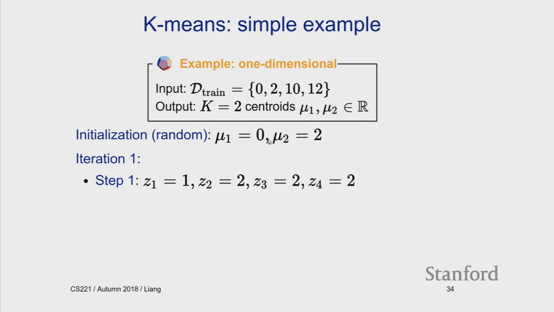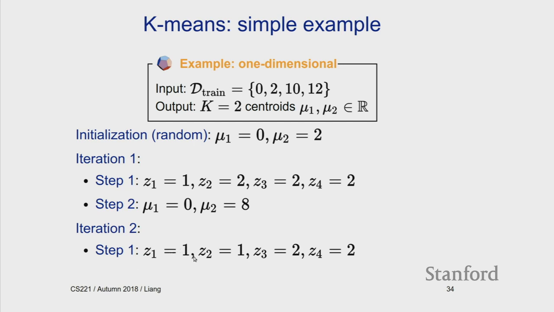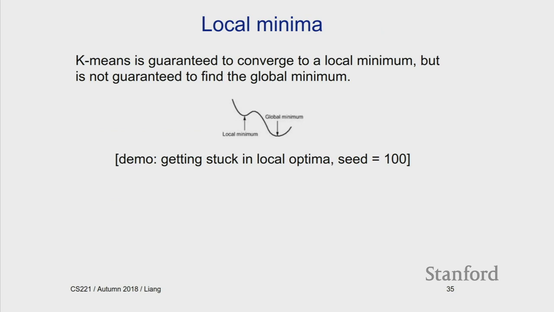So if you initialize, instead of 1 and 11 on the board there, at 0 and 2, those are definitely not where the centroids should be. In the first step, you're going to assign the first point to the first centroid and everything else to the second centroid, which is also not right, but you're going to re-estimate the centers and they become 0 and 8. Then in the second iteration, you're going to get the assignments right, which is going to allow you to estimate the means. I recommend you work out this example by yourself if that doesn't make sense.